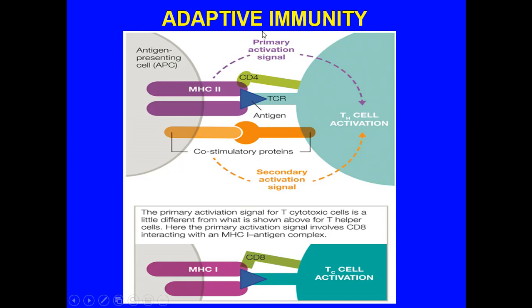But what happens is this is the primary activation signal, as you can see here, which does the first level of activation of the T helper cell. The second activation signal is co-stimulatory proteins. One comes from the APC, the other one comes from the T helper cell. Okay? And that is what gets the show going.